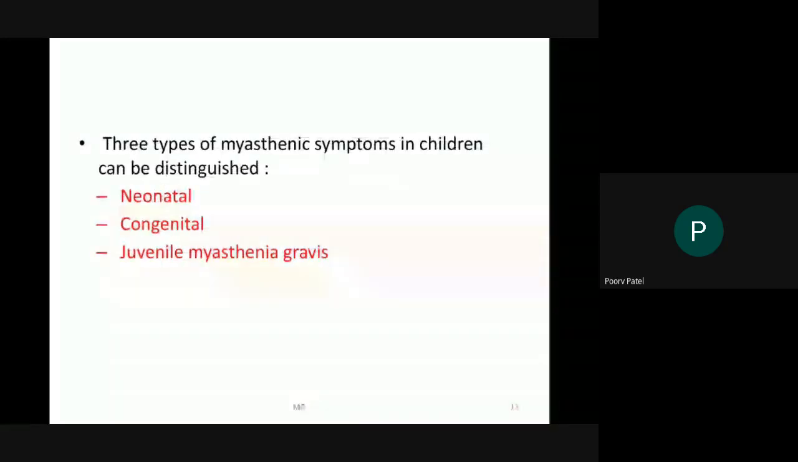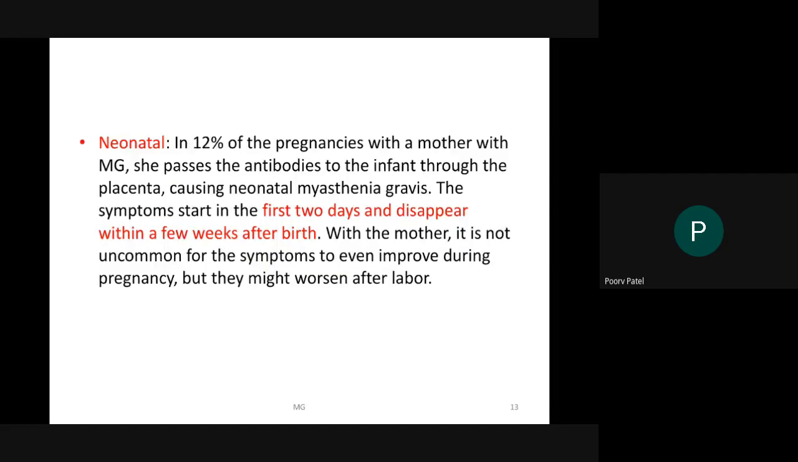It can be further divided, if a patient has it from a small age, into neonatal, congenital, and juvenile. Neonatal means from birth, diagnosed within 2 or 3 days. Only 12% of pregnancies with an affected mother will lead to this condition. If the mother has it, then there is only a 12% chance the baby will also have it. The mother will be better before or during the gestational period, but after labor or delivery of the child, the mother's symptoms may get worse. While the child has symptoms in the first 2 days, later on he or she will be normal.